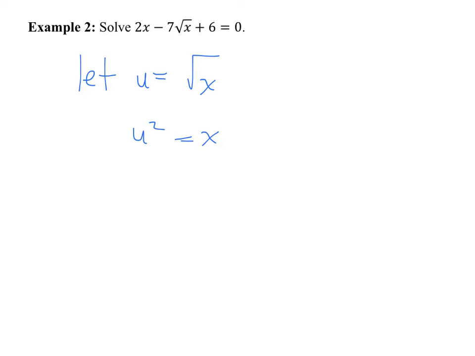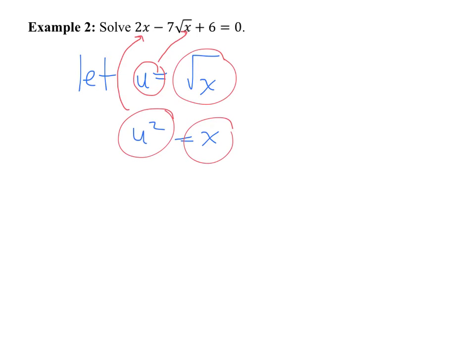Square both sides. Right? Square both sides of the first statement you made. You said let u equal radical x. Square the left, you get u squared. Square the right. Well, what's radical x squared? It's just x. So as a result, if this is true, u squared goes in for x. So u squared can go in up here. u can go in for radical x. So that u goes in right there. So you get 2u squared minus 7u plus 6 equals 0.